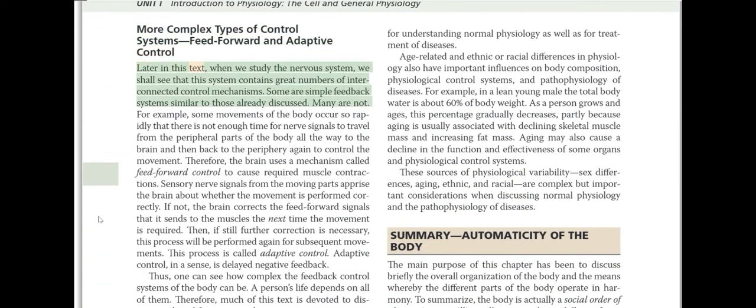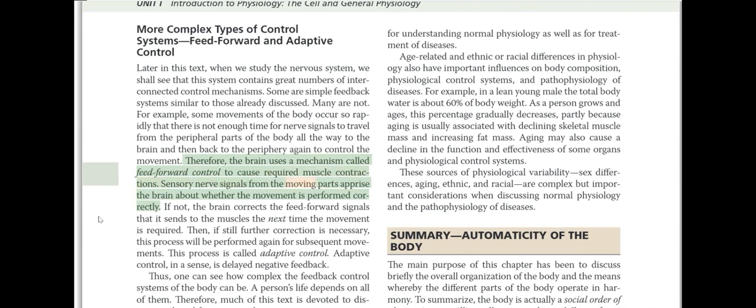Later in this text, when we study the nervous system, we shall see that this system contains great numbers of interconnected control mechanisms. Some are simple feedback systems similar to those already discussed. Many are not. For example, some movements of the body occur so rapidly that there is not enough time for nerve signals to travel from the peripheral parts of the body all the way to the brain and then back to the periphery again to control the movement. Therefore, the brain uses a mechanism called feed-forward control to cause required muscle contractions.